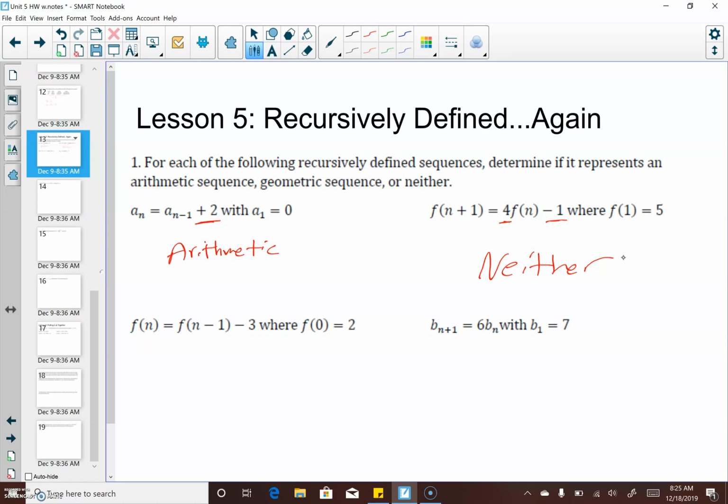For the third one, f of n equals f of n minus 1 minus 3. The only thing they're telling us to do here is subtract, so therefore it is an arithmetic sequence. And then b of n plus 1 equals 6 times b of n. Well, the only thing they're telling us to do here is multiply, so therefore we are a geometric sequence.